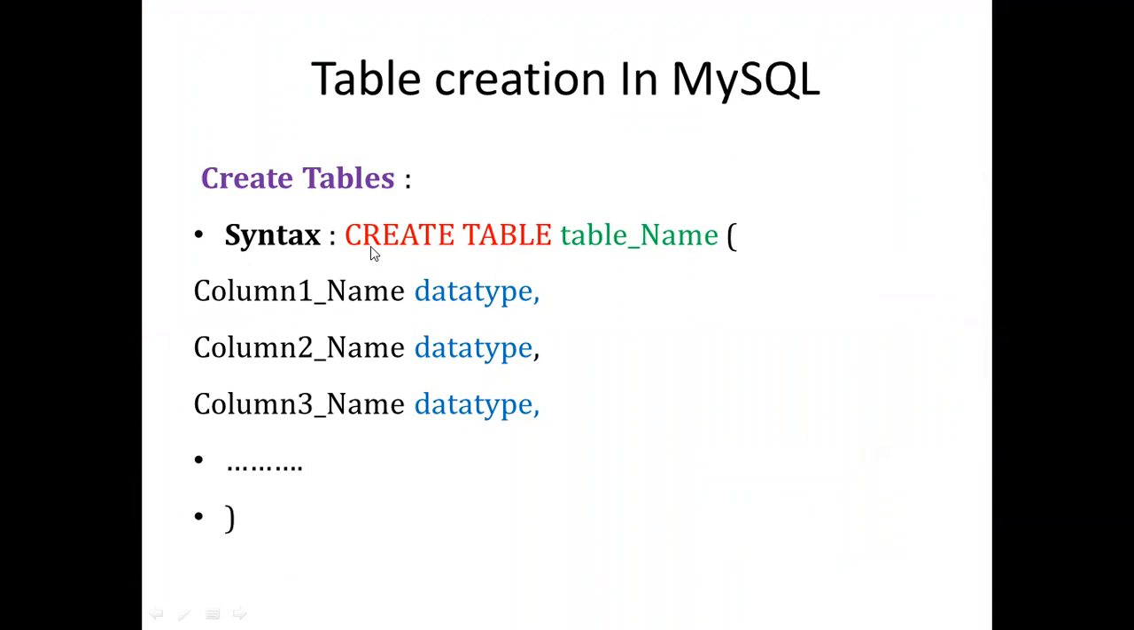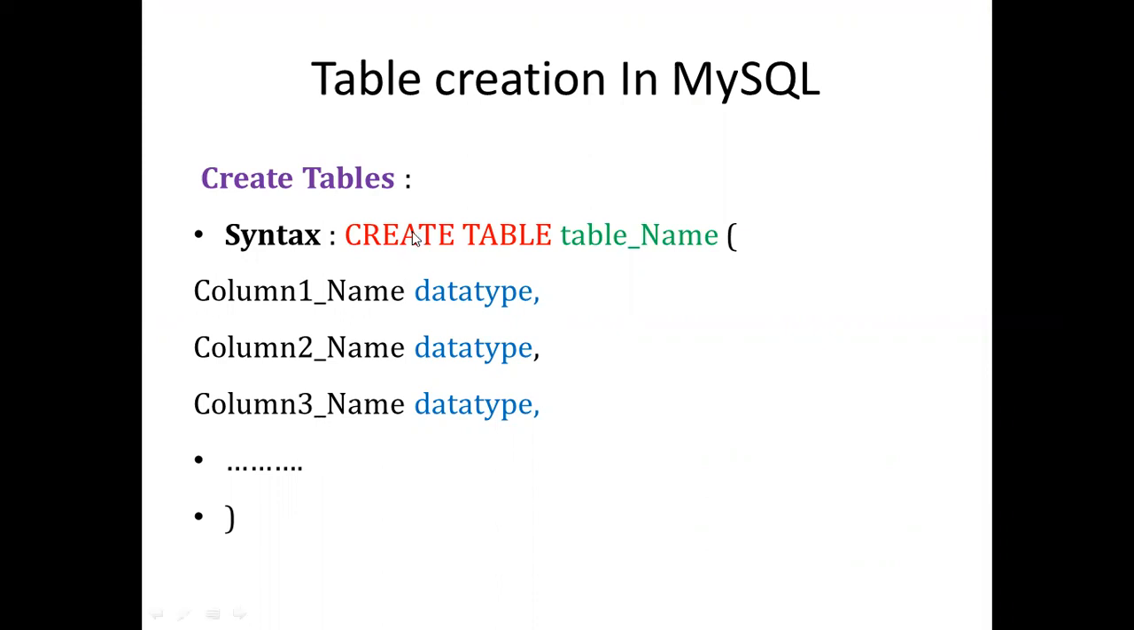Firstly, you have to write the keywords CREATE TABLE followed by the table name. Then, in a pair of round brackets, you first mention the column name followed by its data type. The data type may be an integer, float, character, double, or a variable character. You have to choose the data type as per the requirement.